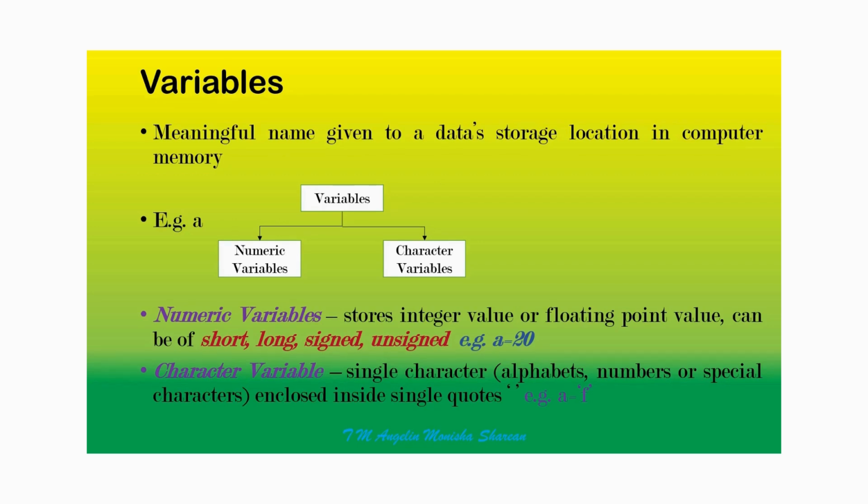Let us consider an example A. It can be said to be a numeric variable when a number is assigned to it, and this numeric variable can be of integer value or floating point value and can be of any types such as short, long, signed or unsigned. And this variable can be called a character variable if any alphabet, number or special character enclosed inside single quotes is assigned to it.